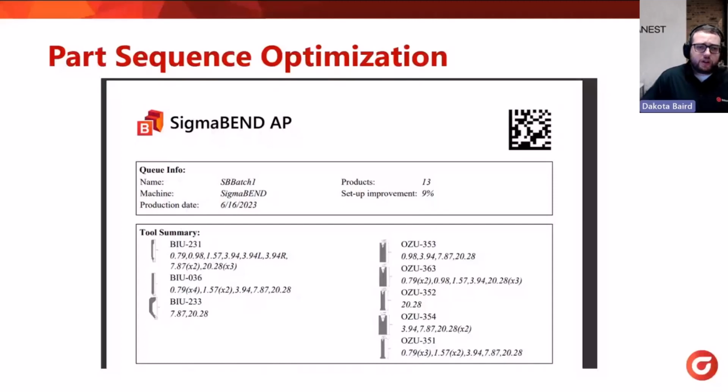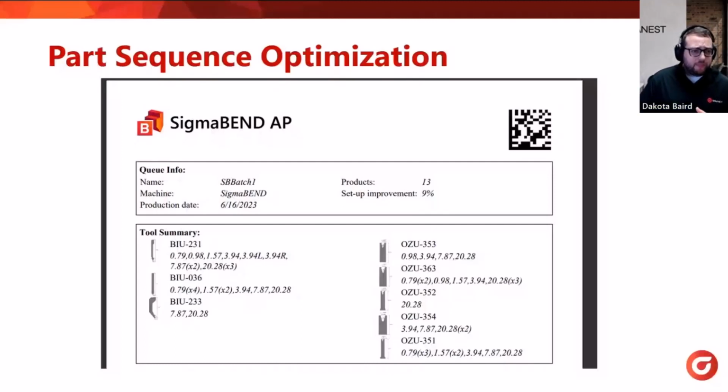There's also a little QR code on these reports so you can scan it and it'll pull up the individual bending programs for each of the parts, so you can see their individual reports. It's not just one large queue summary. So those are what the QR codes are for on the report.